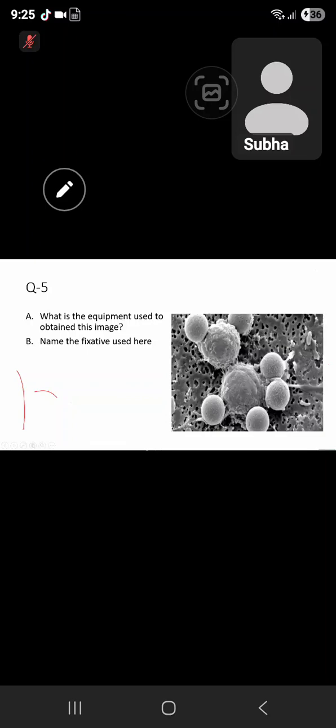This is the last question. What is the equipment used to obtain this image? This is an electron microscope image. So name the fixative used here. 2 to 4% glutaraldehyde we have to use for electron microscopic studies, right?